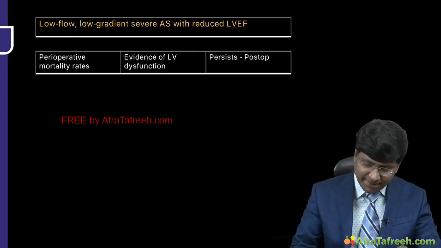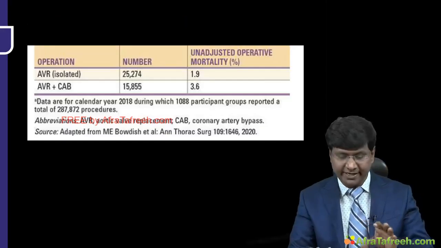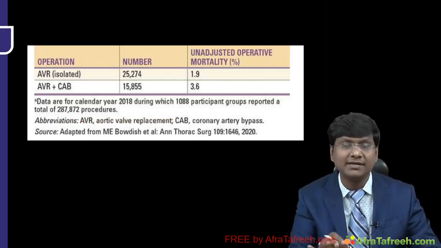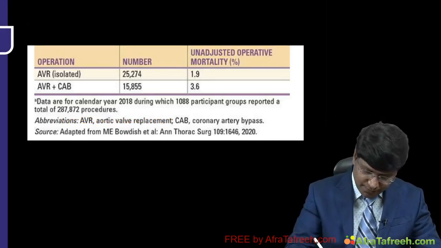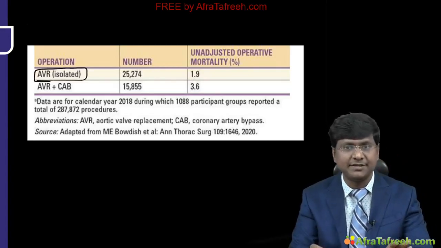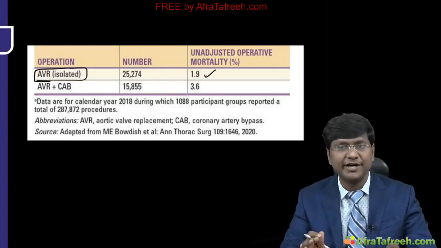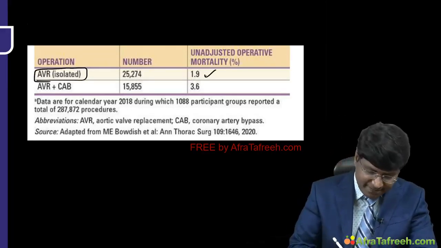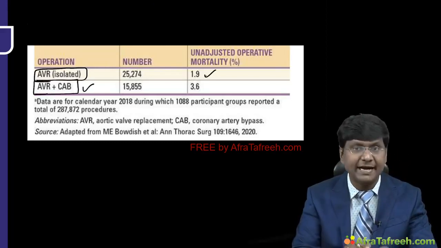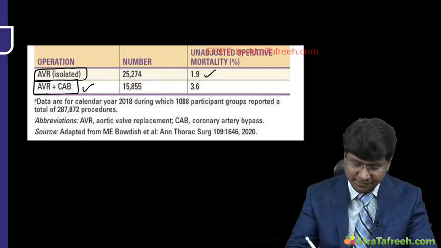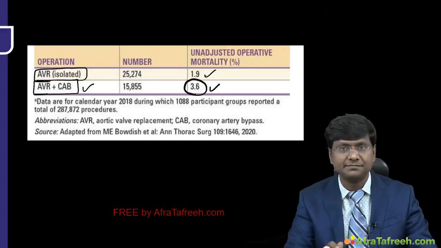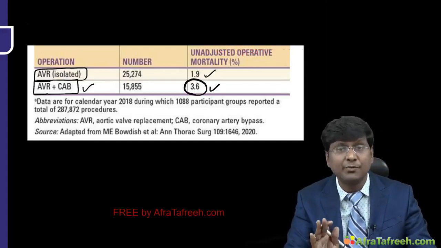Before that, let me just give you a table of the mortality risk in patients who are undergoing aortic valve surgery. So take patients who have undergone only isolated aortic valve replacement. In them, the mortality risk is 1.9%. Whereas in patients who have undergone aortic valve replacement along with coronary artery bypass graft, in such a case the mortality rate is around 3.6%. Right? In such a case, the mortality rate is around 3.6%.